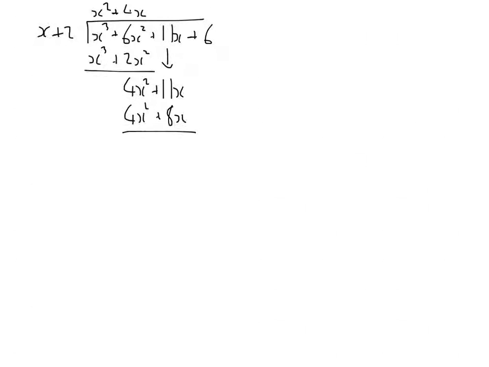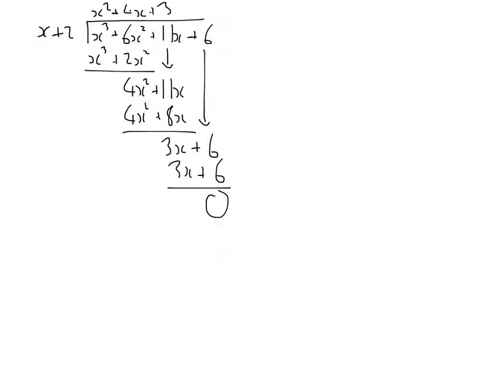I'm going to do my takeaway. 4x squared take away 4x squared is nothing. 11x take away 8x is 3x. Bring down the plus 6. And now I'm going to do x into 3x is going to give me plus 3. And then times 3 by this thing here, you get 3x plus 6. Do my takeaway, and I'm going to get 0.